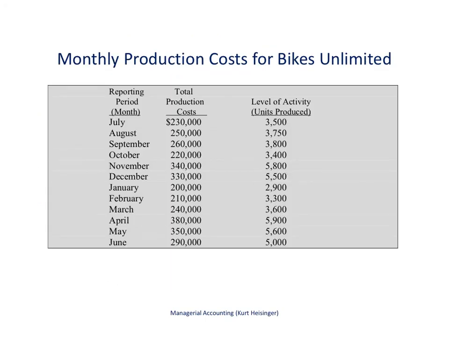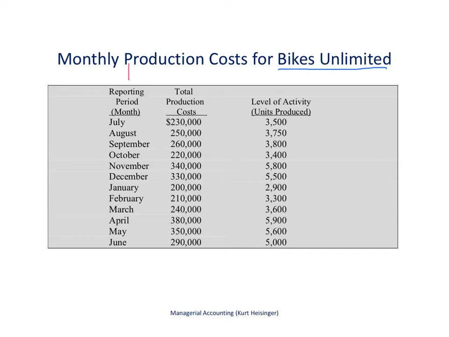This slide shows us the historical monthly production costs for a company that I call Bikes Unlimited. I've been using this example in the other videos that relate to cost behavior and using the high-low method and account analysis approach, along with regression analysis, to estimate our costs. Let's assume that our company is called Bikes Unlimited and that we produce mountain bikes that are sold to retail companies. The information you see here relates to our monthly production costs.